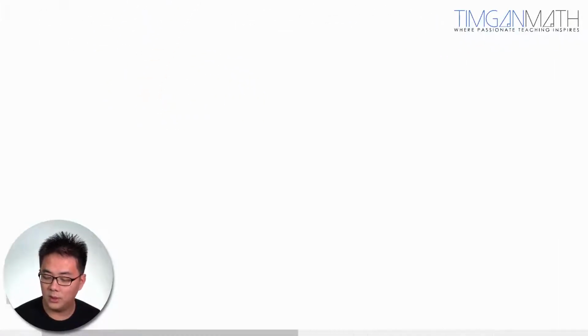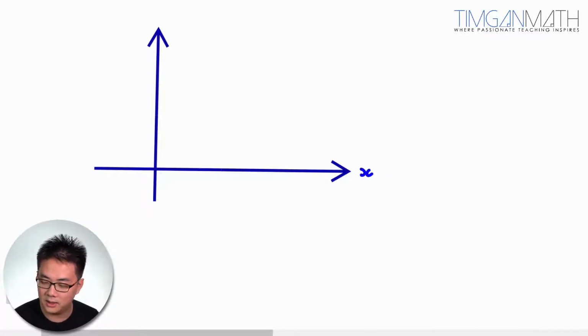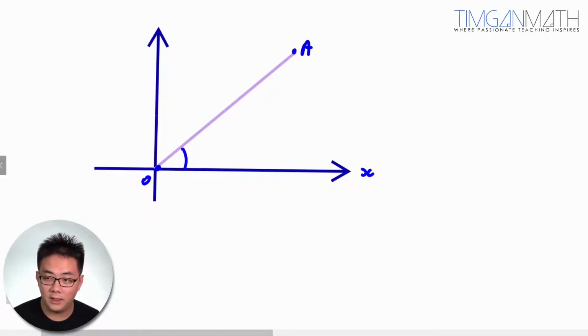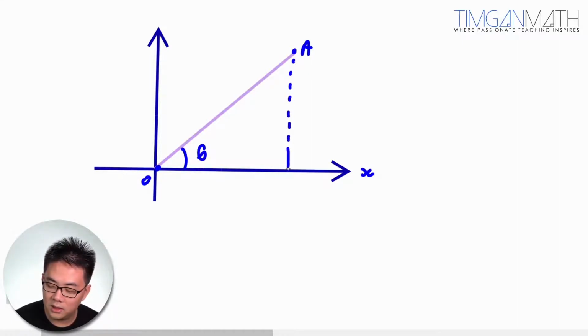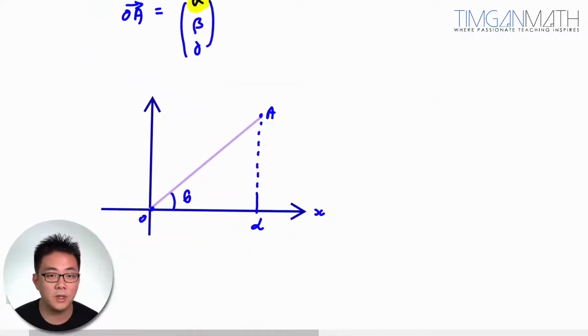So this is how you do it. I will suggest you draw. As the vector, if this is the x-axis, this is OA, this is O, and this is A. Basically the angle between the vector and the x-axis would be theta. This part here is okay, and this would be alpha, because this is the x coordinate of alpha.